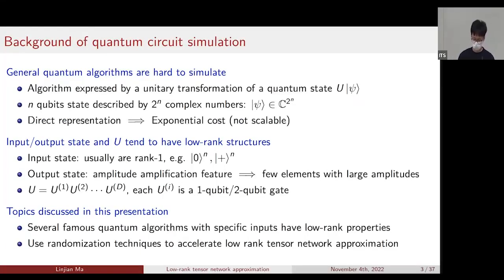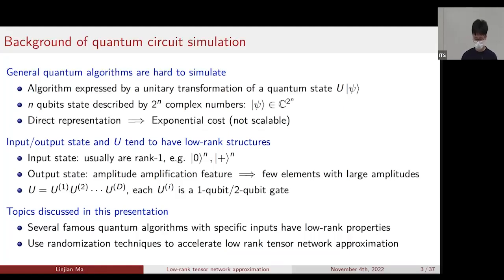It's a unitary transformation of a quantum state, basically performing a unitary transformation U times the input state psi. In general, quantum simulation directly is pretty hard. This is because when we increase n, we have exponential cost in terms of both memory and computational cost to represent psi and also compute the unitary transformation.